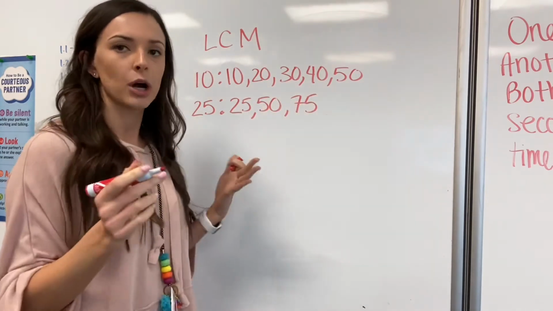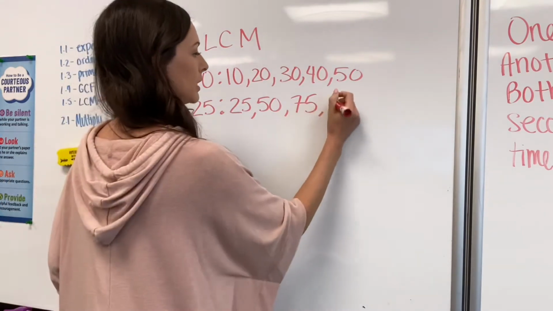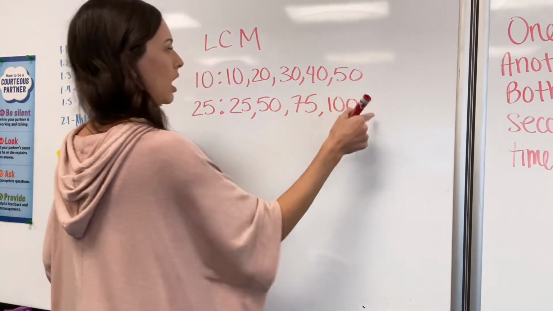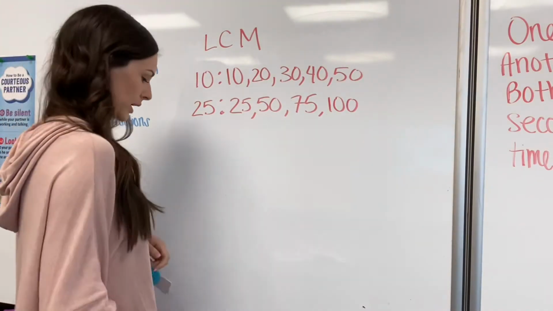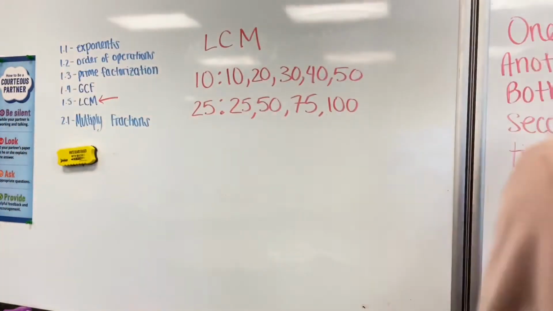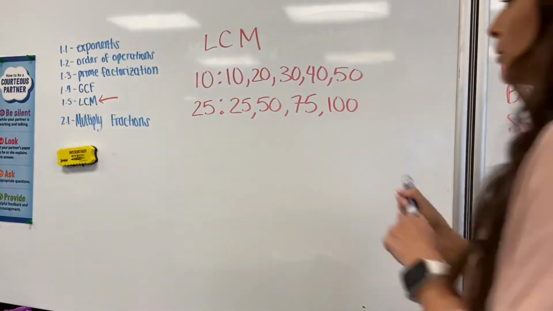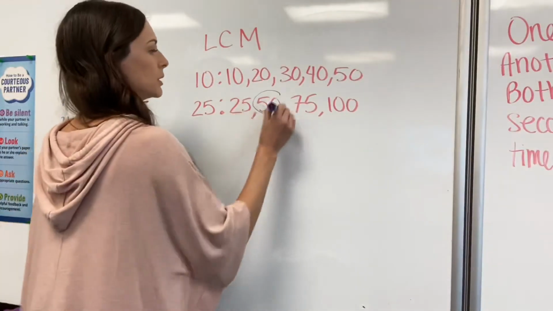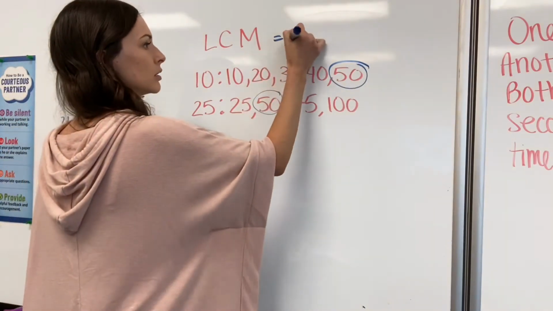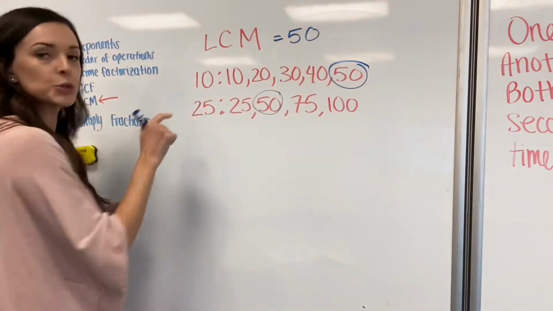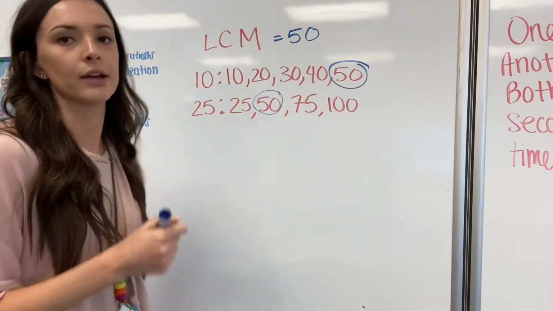I'm just going to keep going until I find a number that they have in common, until we have a multiple that's in common. And actually, if you look right here, you can see that 50 is the common multiple, the least of these common multiples. So the answer would be 50. 50 is the least common multiple of 10 and 25.